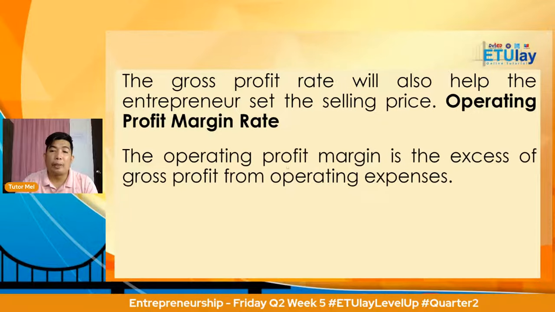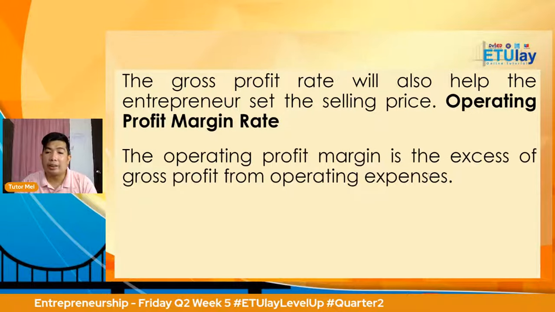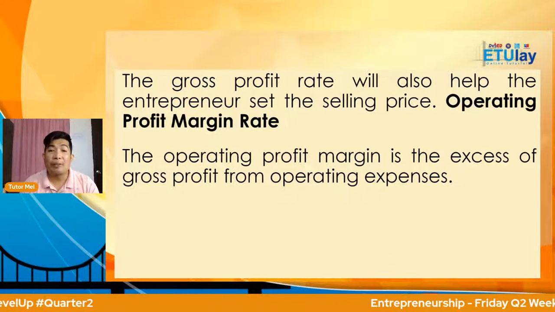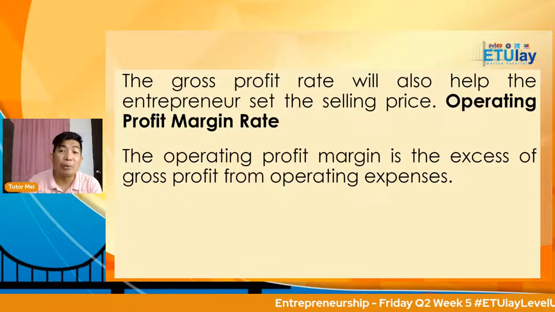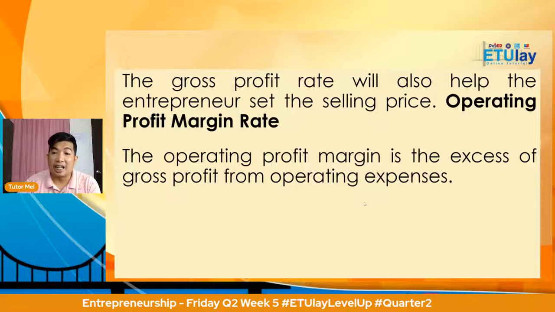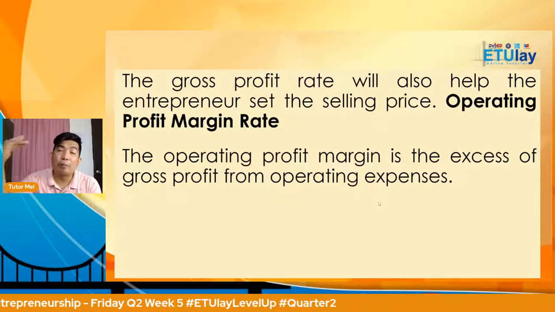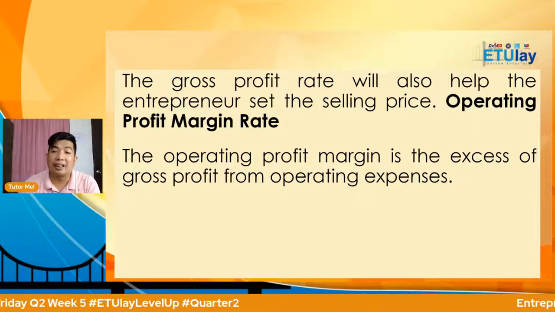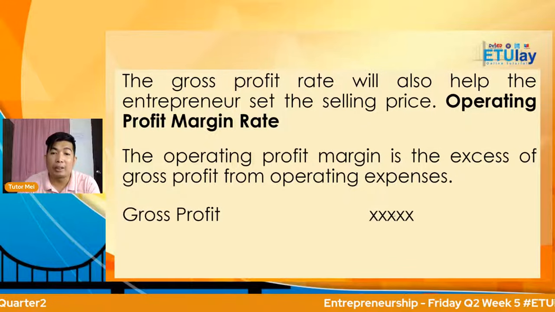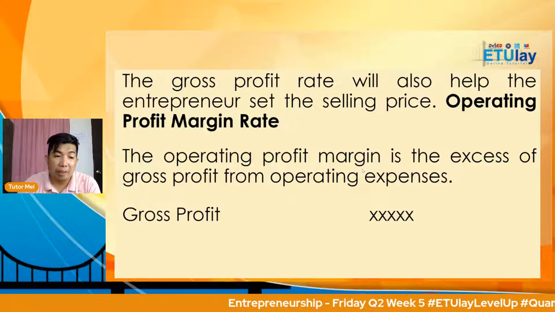Operating profit margin rate. Ito naman, the operating profit margin is the excess of the gross profit from operating expenses. So, yung tawag po natin doon is operating profit margin. Ayan. Yung sobra ng gross profits at ng ating operating expenses. Ito yung formula for us to be able to get the operating profit margin.